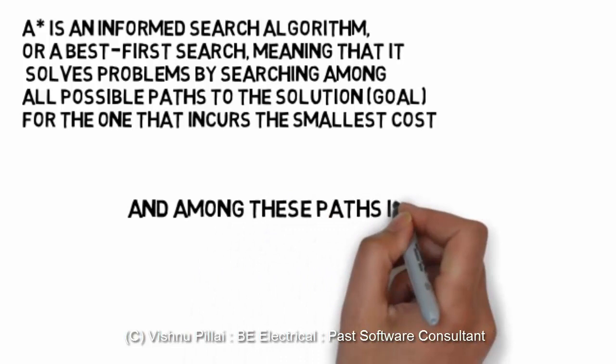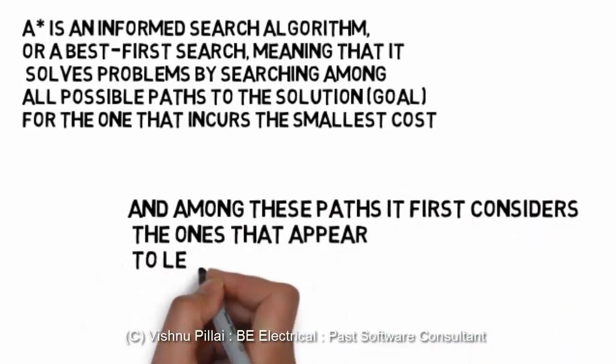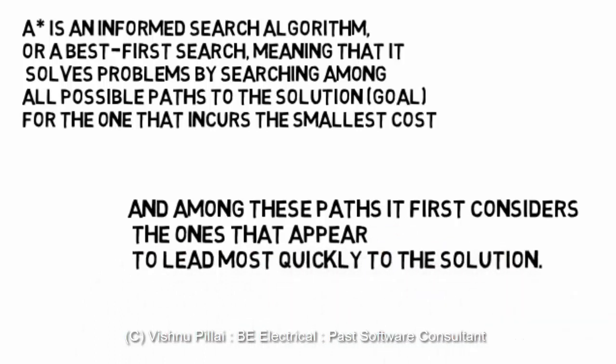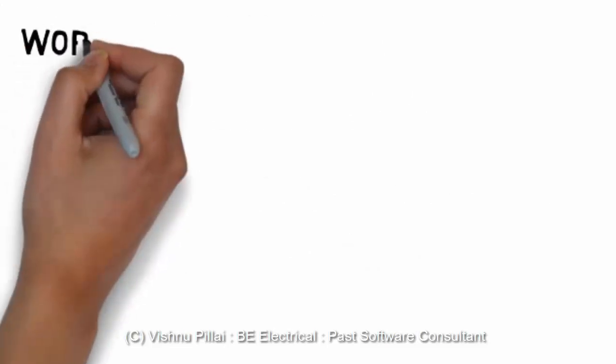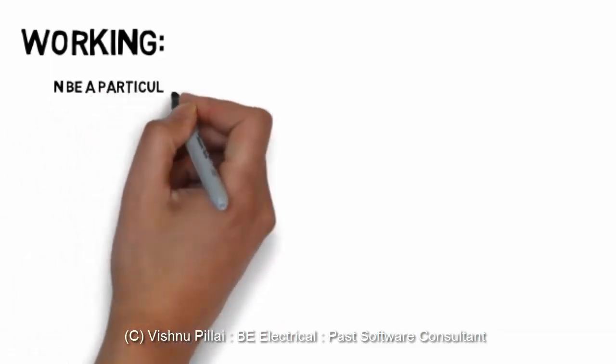Previously, we have seen the best first search algorithm, and similar to the best first search algorithm, the A-star search will also consider the cost. And among these paths, it first considers the one that appears to lead most quickly to the solution. So based on our previous experiences, while designing the problem, we can add certain additional information like a cost functionality to the problem.